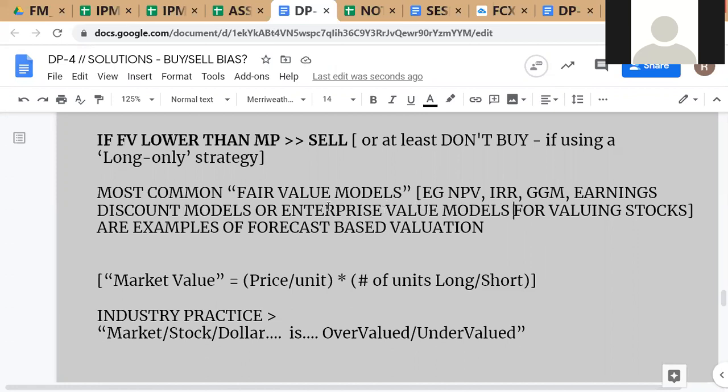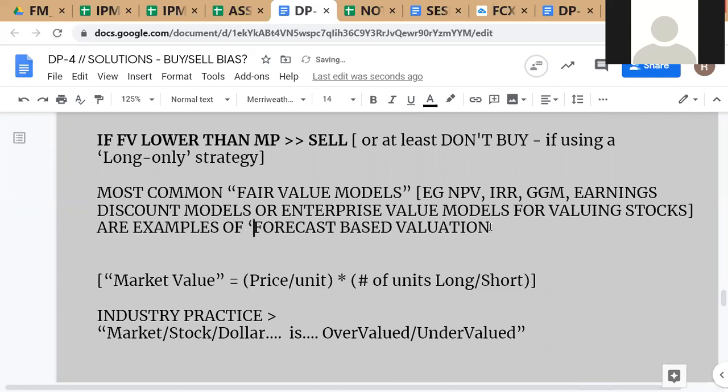Enterprise value means instead of valuing the stock, you value the whole company, all the assets of the company, and then you subtract the market value of the debt. Sometimes you take out the cash value as well, but that's not so important. The main idea is that these are models for fair valuing stocks: GGM, earnings discount models, or enterprise value models. These are all examples of forecast-based valuation. This is what you should be saying.